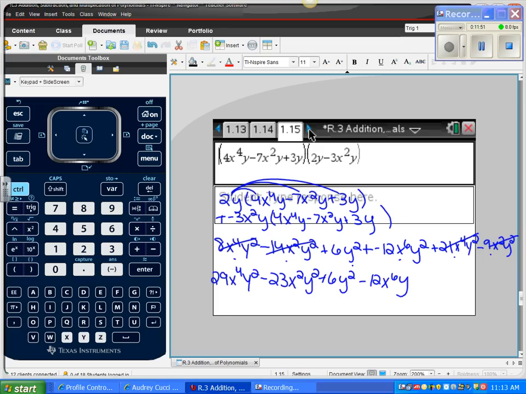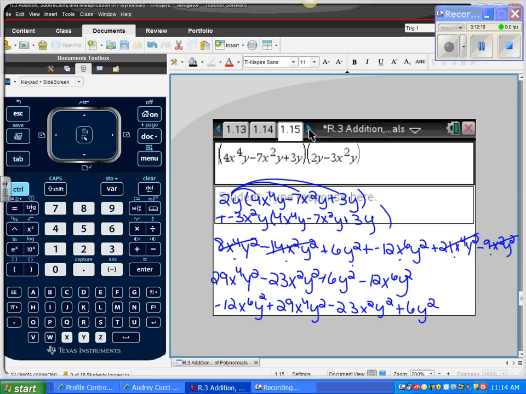Now, I like things to be in descending order. Notice that the only variable whose exponent is changing is the x, so we're going to use that to adjust our descending order. Negative 12x to the 6th y plus 29x to the fourth y squared. Sorry, I'm using squareds here, my apologies. Minus 23x squared y squared plus 6y squared.